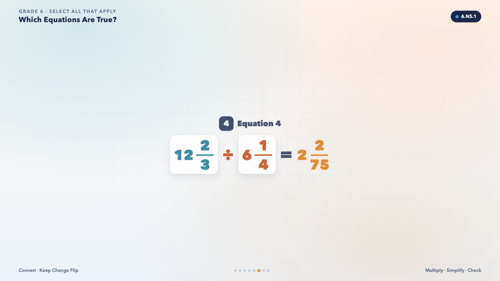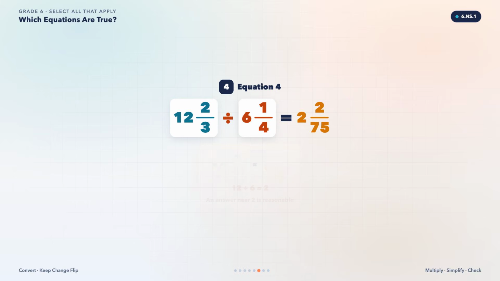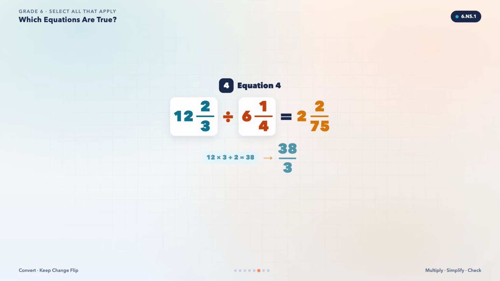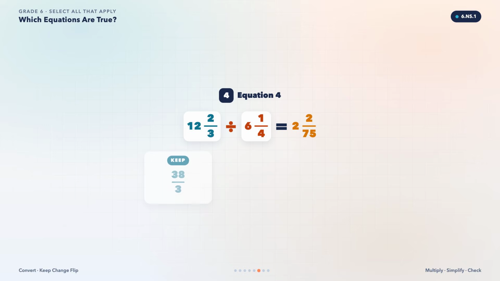Equation 4. 12 and 2/3 divided by 6 and 1/4 equals 2 and 2/75. Quick estimate. 12 divided by 6 is about 2, so an answer near 2 is reasonable. Now convert. 12 and 2/3. 12 times 3 is 36, plus 2 is 38, so 38/3. 6 and 1/4. 6 times 4 is 24, plus 1 is 25, so 25 fourths.